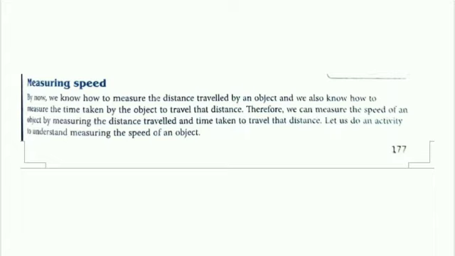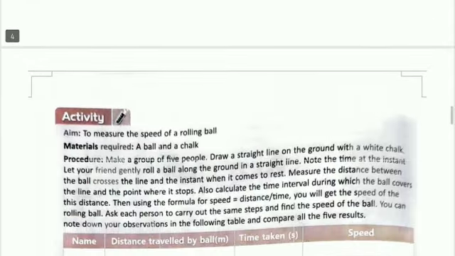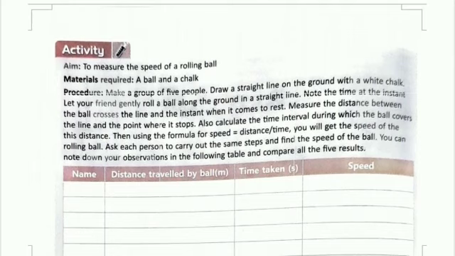Let us do an activity to understand measuring the speed of an object. You can also do this, to measure the speed of a rolling ball. Requirement: a ball and a chalk. Make a group of 5 friends. Draw a straight line on the ground with white chalk. Let your friend gently roll a ball along the ground in a straight line.